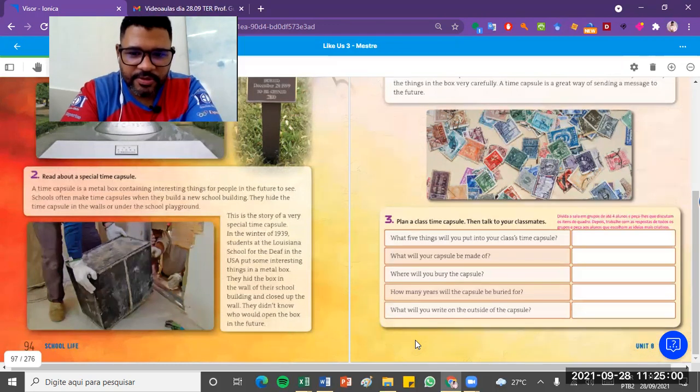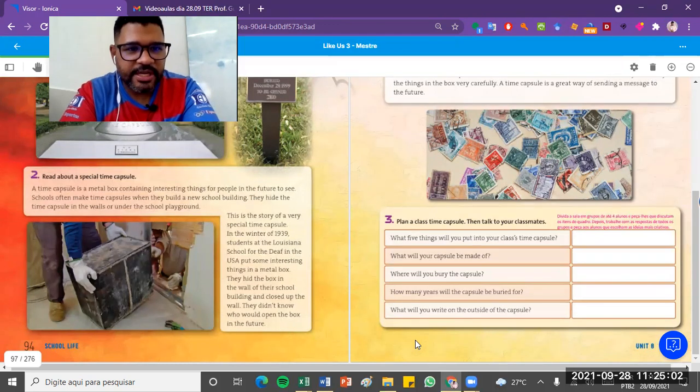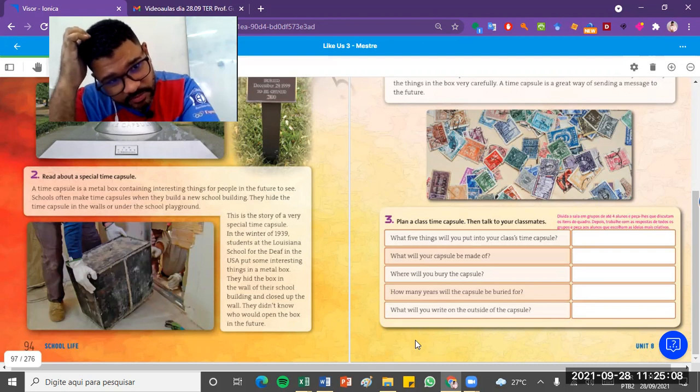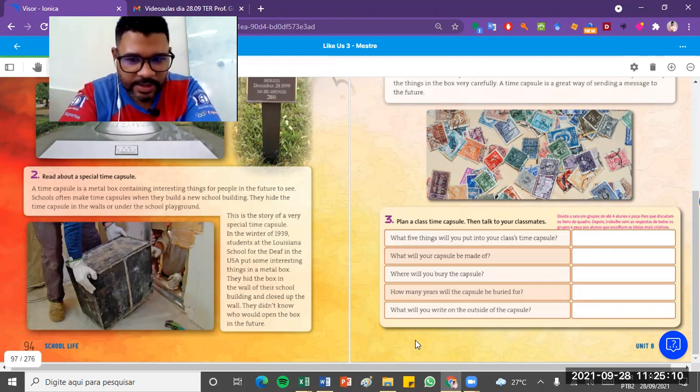What will your capsule be made of? Qual seria o material da sua cápsula do tempo? Where will you bury the capsule? Onde você colocaria essa cápsula? And next, how many years will the capsule be buried for?